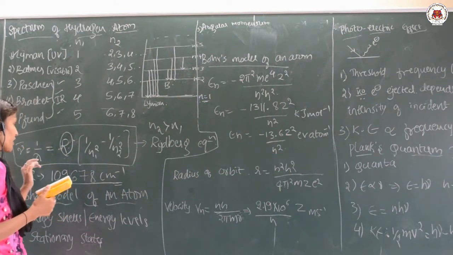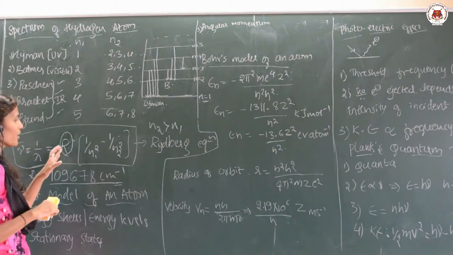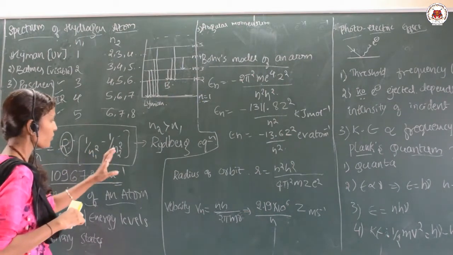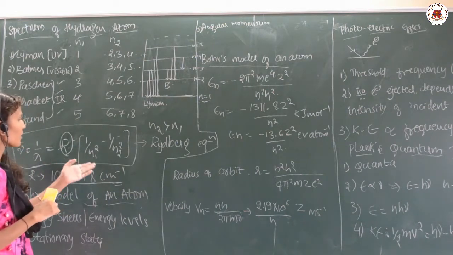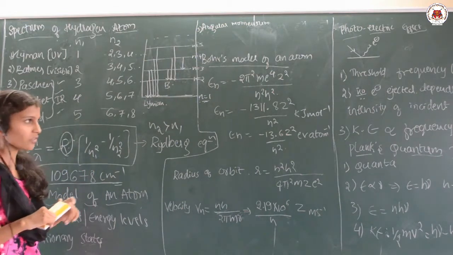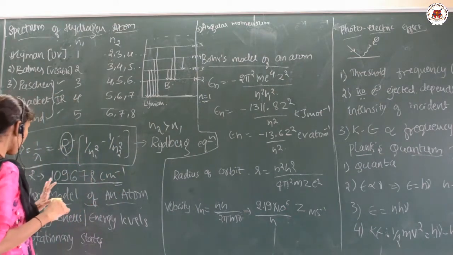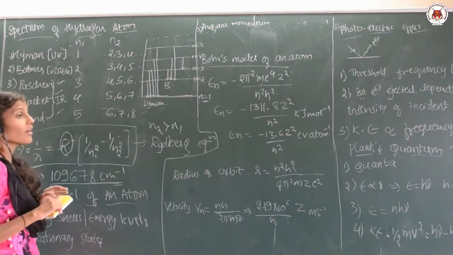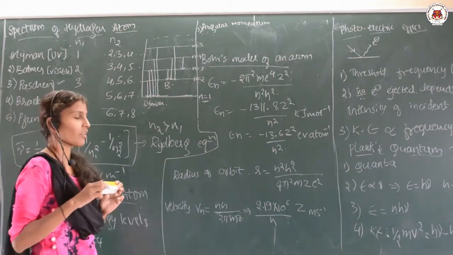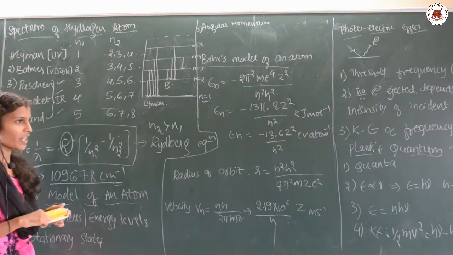The equation is nu bar equals 1 by lambda, that is equal to R into (1 by N1 square minus 1 by N2 square), where R is the Rydberg constant and N1 and N2 are integers. N2 is always greater than N1. Okay, so this is how we can explain the line spectrum of the hydrogen atom. Clear? So next we will go for the Bohr model of an atom.